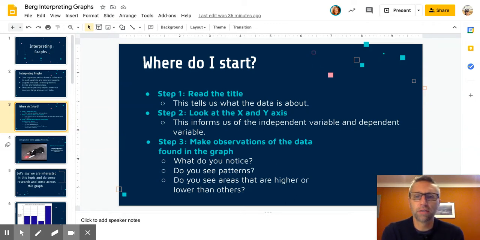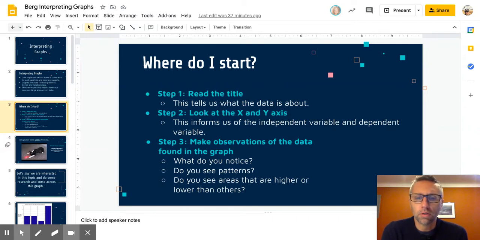We've put together a how-to: where do you start? The first thing that we want to do when we look at a graph is look at the title. The title is going to tell us what this data is about. That's really important. The second thing we're going to want to do is look at the x and the y axis. The independent variable will always be found on the x-axis. That's what we're comparing. The dependent variable, what we're measuring for our results, will always show up on the y-axis. That's the vertical one. So x on the bottom, y on the side.